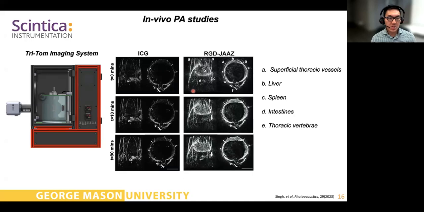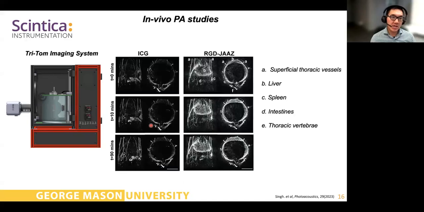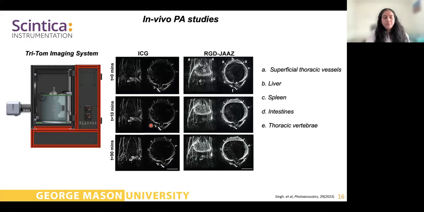Because it looks like the RGD-JAX images are brighter right from the get-go from 0 minutes, understanding 0 minutes is after the injection, not the baseline. But is this a factor of 2 times brightness compared to ICG, 3 times? Because just looking at it, it looks like they're all the same brightness across the RGD-JAX and across ICG. So do you mean the brightness when compared to ICG? Are they comparable or are these scaled differently? No, they're comparable. They're scaled the same way. Okay.